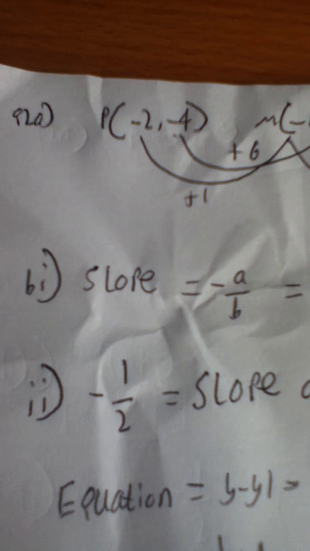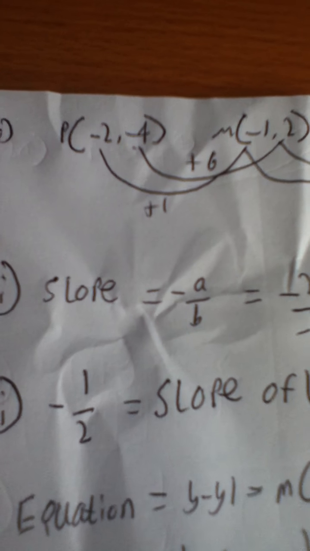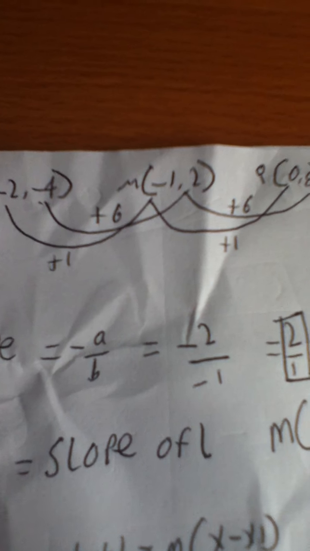Then for part b(i), L is the line 2x minus y plus 6 equals 0. You're asked to find the slope of L. To find the slope when you're given the equation of the line, you do minus a over b. So a is the number for the x, and b is the number for the y. So it's minus 2 over minus 1. It gives you 2 over 1.